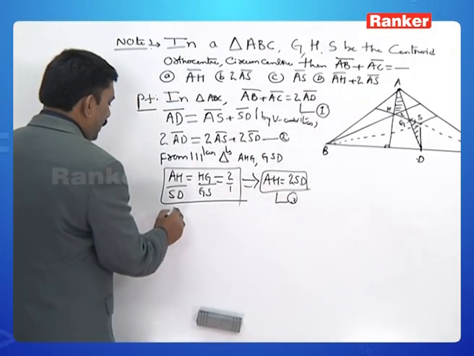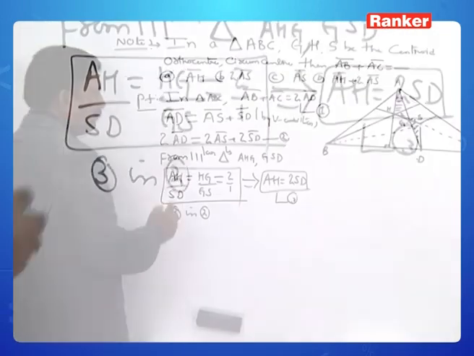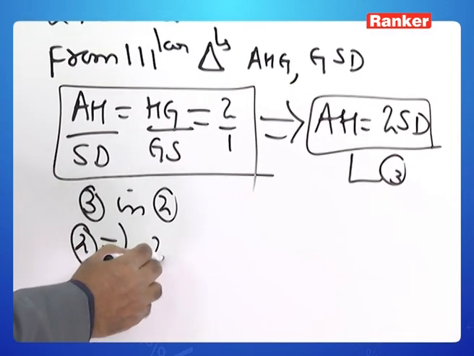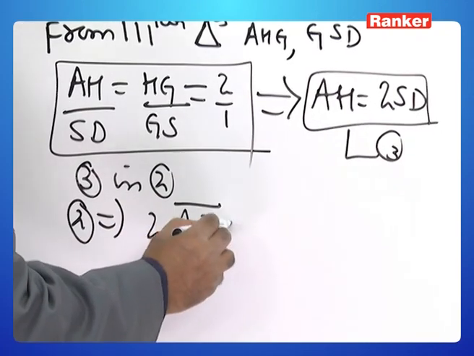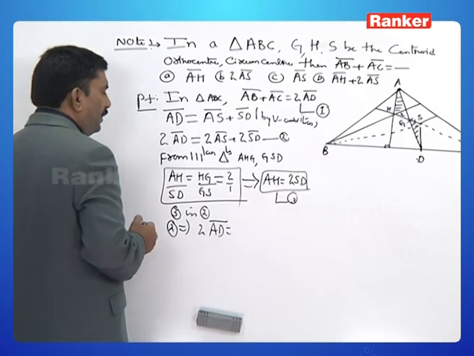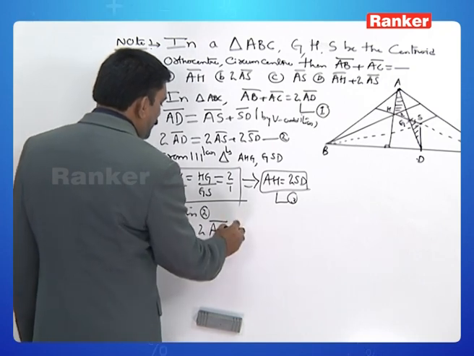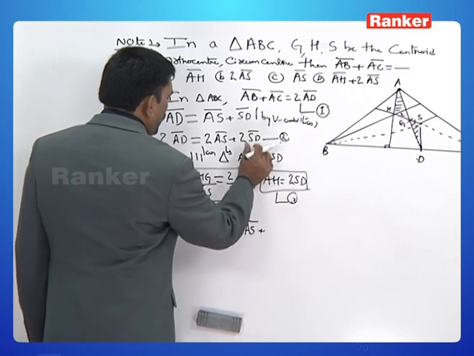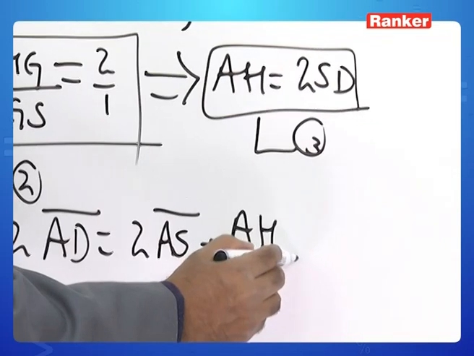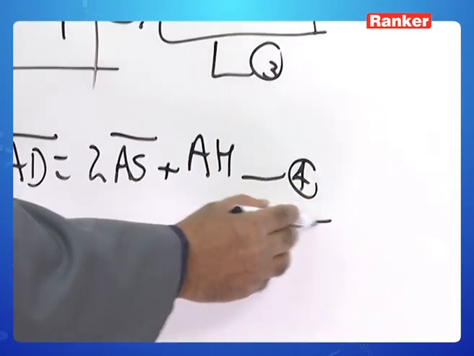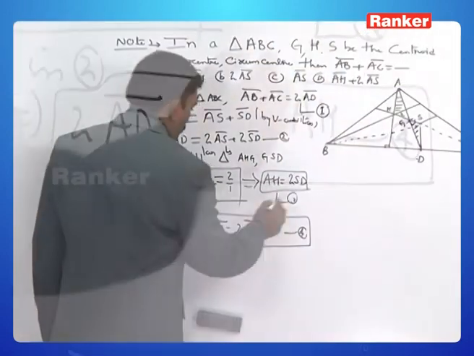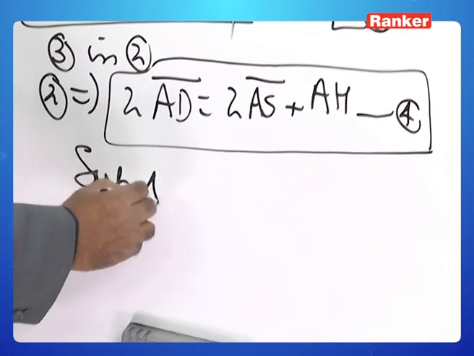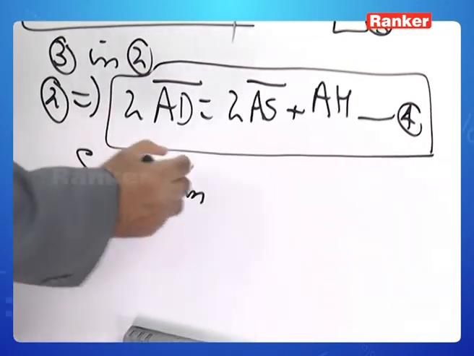Therefore, 2 into AD bar, in place of 2 AS plus 2 SD, I can write AH. You call it 4. Substitute 4 in 1.